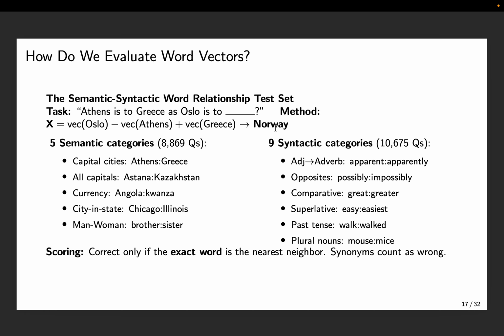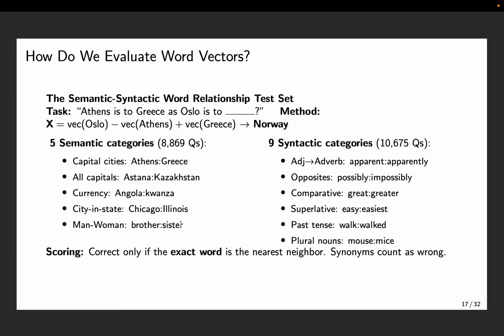So this test set has two categories. First is the semantic questions, which has 8,816 in total, and covers capital cities like Athens, Greece and Oslo, Norway, and currencies like Angola, Kwanza and Iran, rial. City and state, like Chicago to Illinois and Stockton to California. Man-woman relationships, like brother, sister and grandson, granddaughter.